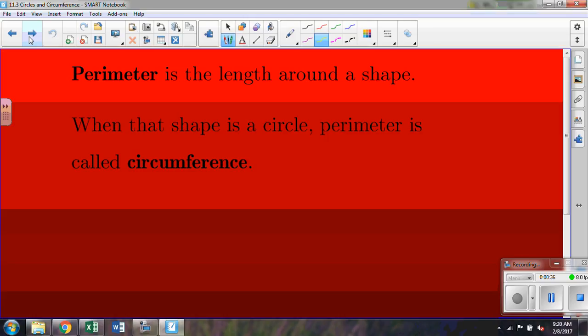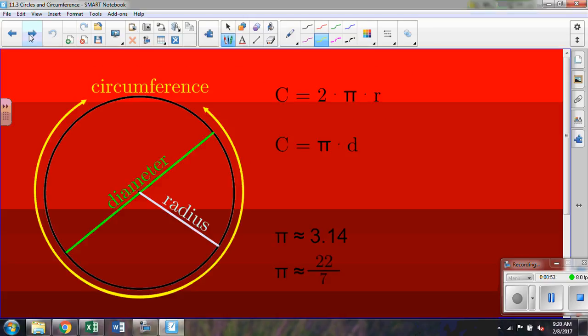Okay. Earlier, we discussed that perimeter was the length around the outside of a shape. When that shape is a circle, we call perimeter circumference. That's it. All we're looking at is the perimeter of a circle. And there are a boatload of facts that we would already know. The circumference of a circle can be calculated by taking 2 times pi times radius, which is the same as, say, taking just pi times the diameter. We'll use either one of these things.